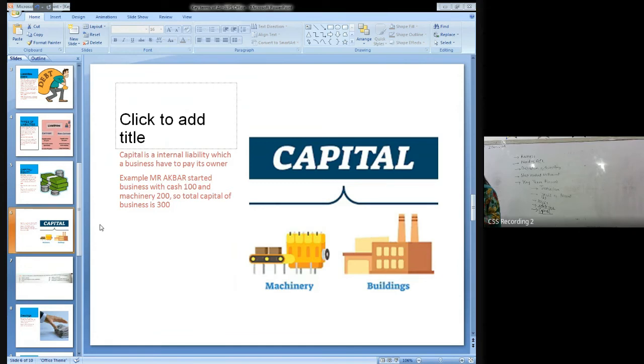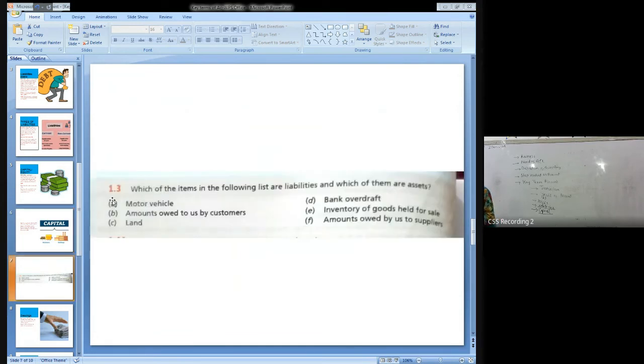Now, I have a small question for you which will help you in solving the worksheet, which we can see on slide number 7. The question is, which of the items in the following list are liabilities and which of them are assets? As we have discussed, assets are properties of the business and liabilities are loans of the business. We can easily distinguish between them.